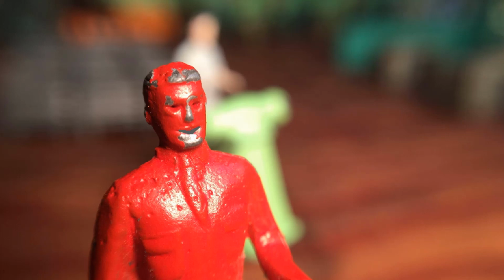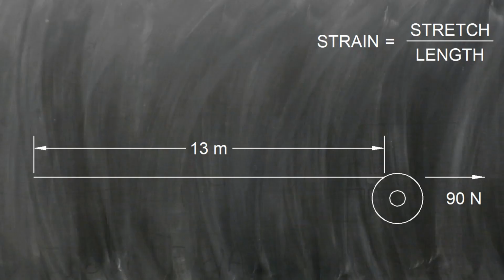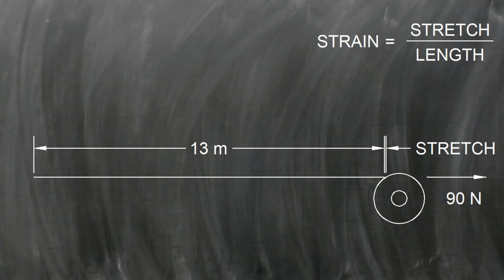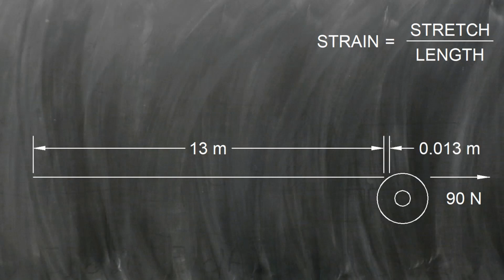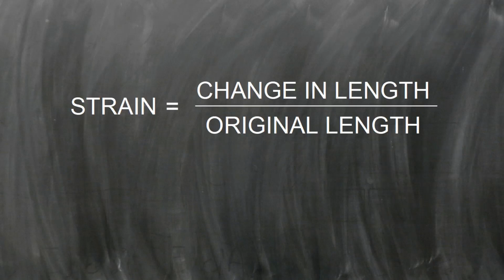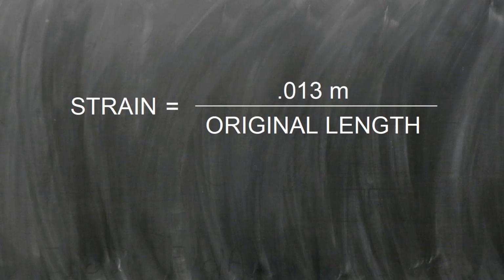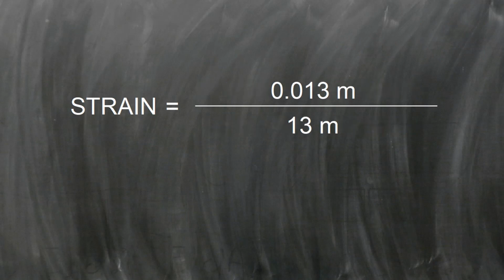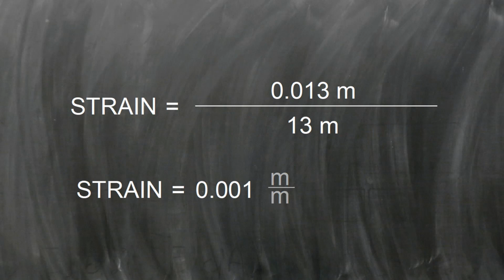Let's do the same experiment with metric units. The long wire is about 13 meters long. When we apply a force of 90 newtons, the wire stretches 0.013 meters. 0.013 divided by 13 is equal to 0.001, the same answer we got when we used inches. The strain is the same because it's unitless. Just be sure to use the same units for the change of length and the original length.